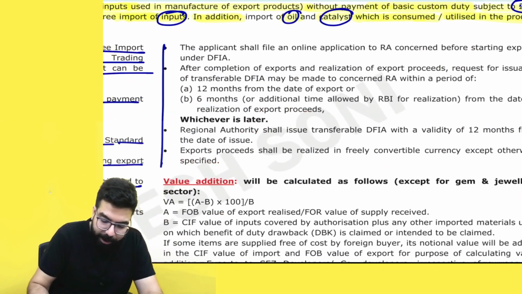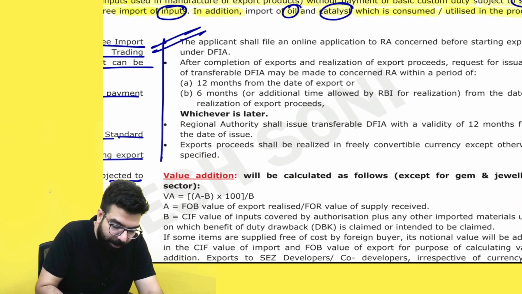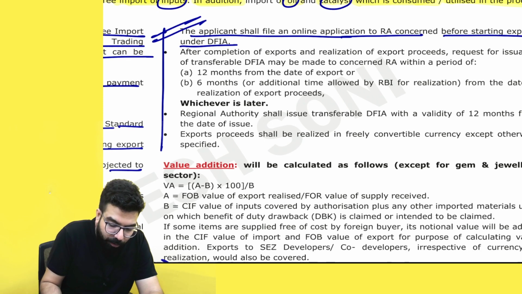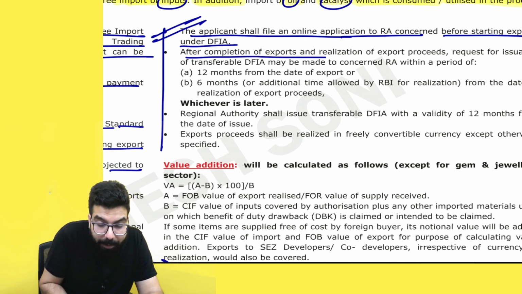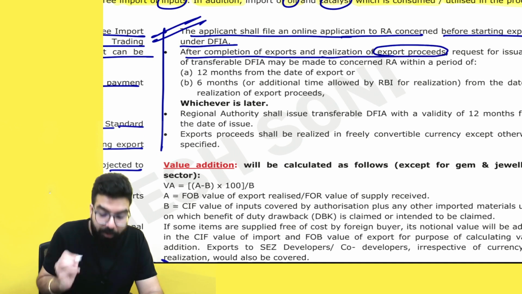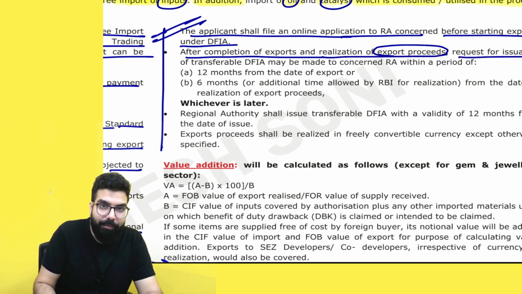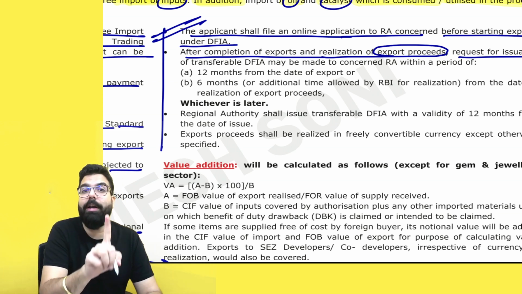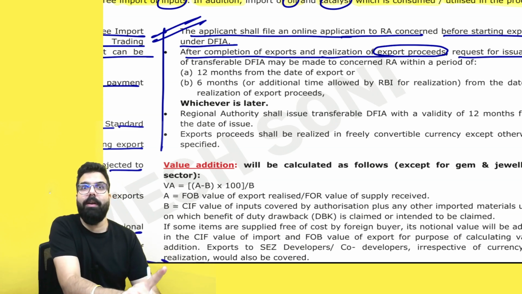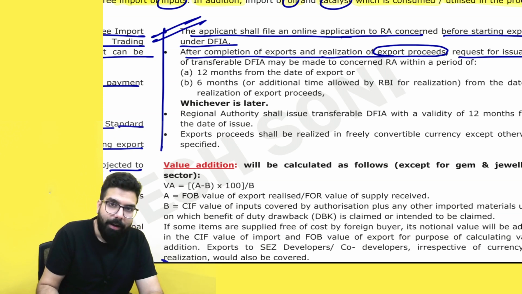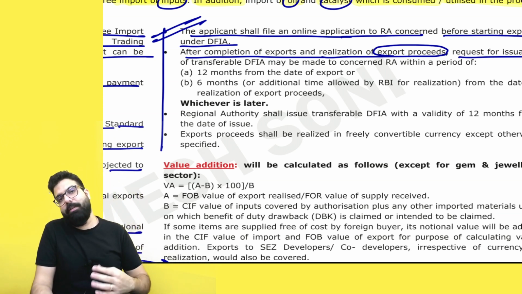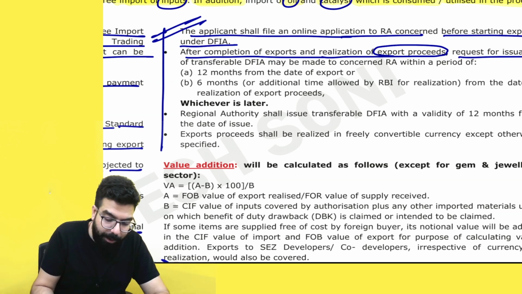Value addition I have already told you; the same point has been told over here. The applicant shall file an online application before starting the export under duty-free import authorization. After completion of export and realization of export proceeds, you have to request. See, the application should be given before export. But after you have completed your export and realized the foreign currency, which means you have done a minimum value addition of 20%, now you should tell them, sir, please give me the duty-free import authorization.